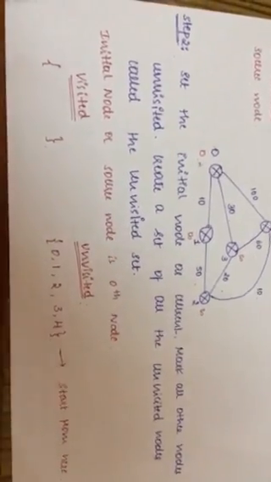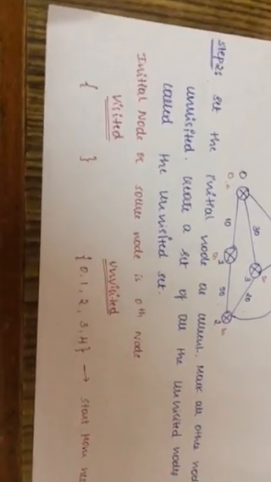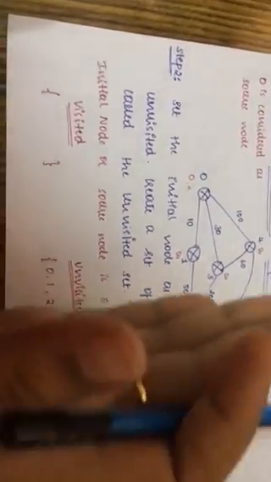Initially the visited set will be empty and the unvisited will be 0, 1, 2, 3 and 4. Since I am going to start from 0, my visited node will become 0 and my unvisited will become 1, 2, 3 and 4. That is the meaning of step 2. So step by step you are going to add nodes to the visited set, and the unvisited set is going to reduce finally.